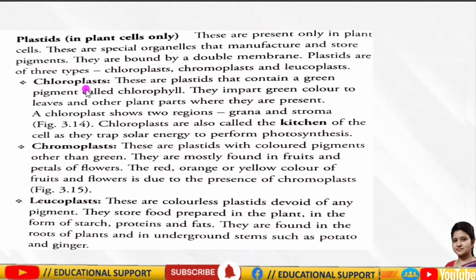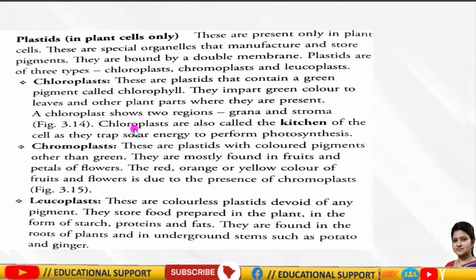First we discuss what is chloroplast, then what is chromoplast, and then what is leucoplast. So chloroplast. Chloroplast basically contains the green pigment, very important. And the green pigment is called chlorophyll. So they impart green color to the leaves and other plant parts where they are present.